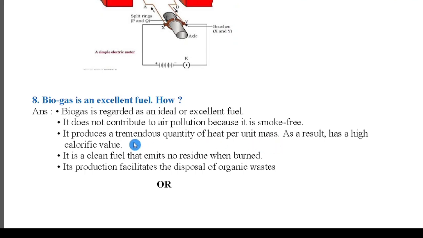As a result, it has a high calorific value, ಅದರ calorific value ಜಾಸ್ತಿ ಇರುತ್ತೆ, and also it is a clean fuel that emits no residue. ಅಲ್ಲಿ ಯಾವುದೇ ರೀತಿಯ ರೆಸಿಡ್ಯೂ ಬರೋದಿಲ್ಲ ಬರ್ನ್ ಆದಾಗ, ಅರ್ಥ ಆಗ್ತಿದೆಯಾ? Then it facilitates the disposal of organic waste. ಯಾವುದೇ ರೀತಿಯ ಆರ್ಗ್ಯಾನಿಕ್ ವೇಸ್ಟ್ ಅನ್ನೋದು ಡಿಸ್ಪೋಸಲ್ ಮಾಡಲ್ಲ.